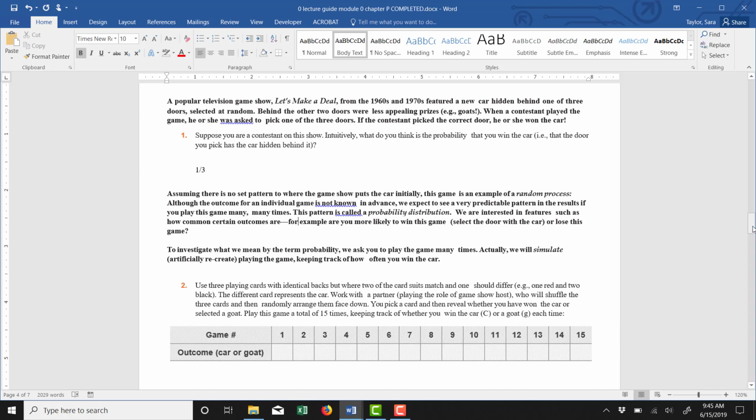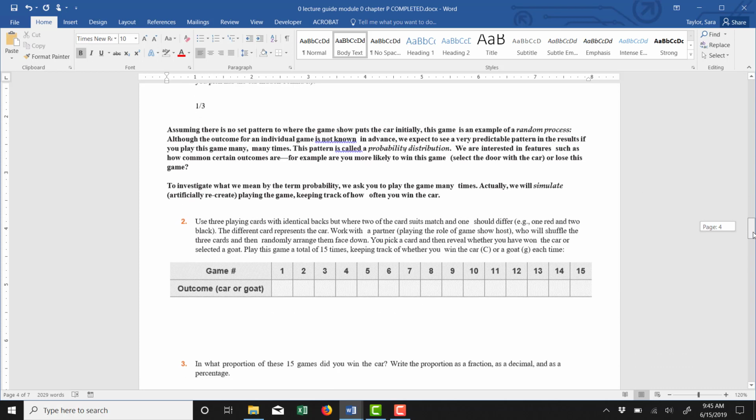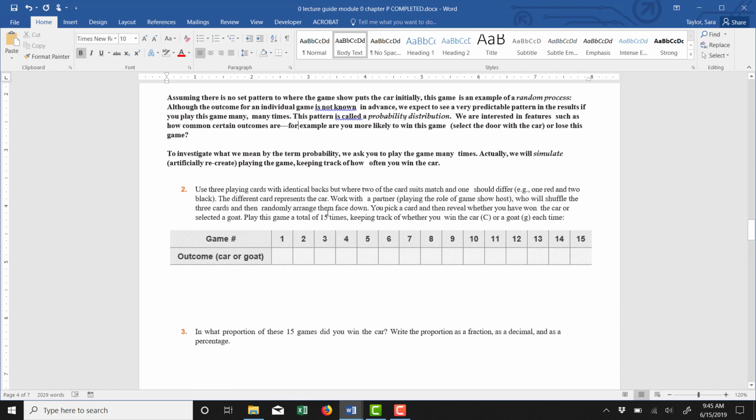To investigate what we mean by all this, we're going to ask you to play this game many, many times. So in a regular classroom, I would ask the students now to actually get the three playing cards out, play the game once, shuffle, shuffle, shuffle, play the game a second time, shuffle, shuffle, shuffle, play again and again and again, 15 times, and fill in the chart to show if you won a car or a goat.